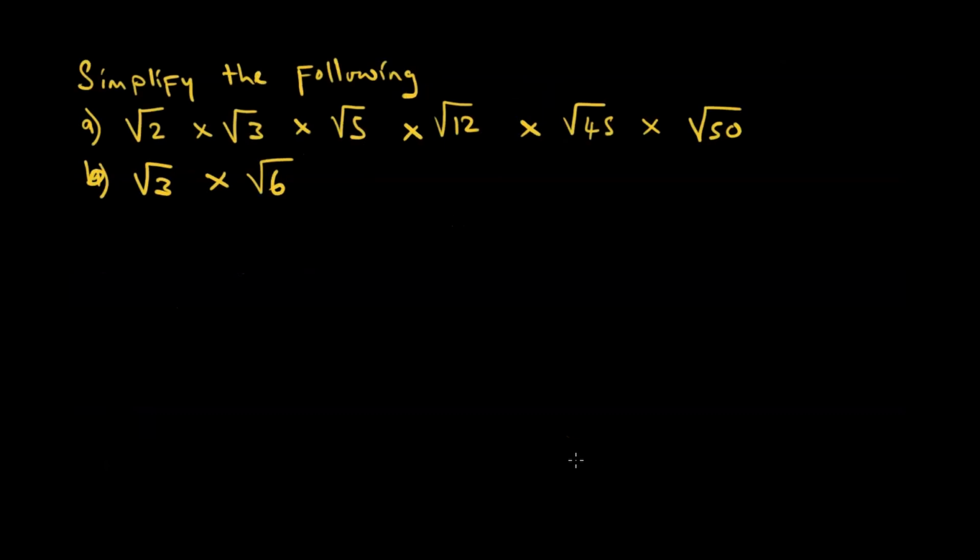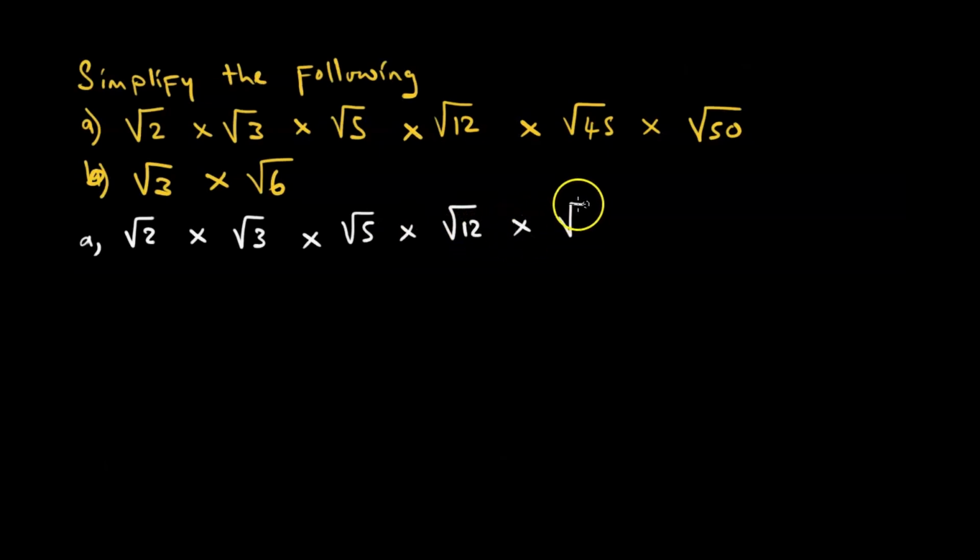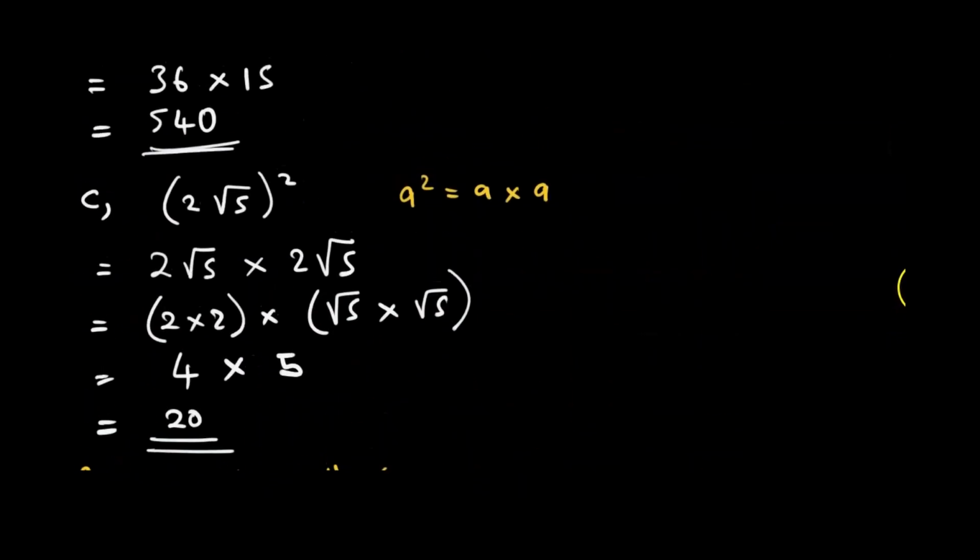For our second example, we're going to simplify the following. A is the square root of 2 times the square root of 3 times the square root of 5 times the square root of 12 times the square root of 45 times the square root of 50. So we are going to express in surd form whatever we can express in surd form. Whatever we cannot express in surd form, we are going to leave out. But before we go there, I need to say something here.